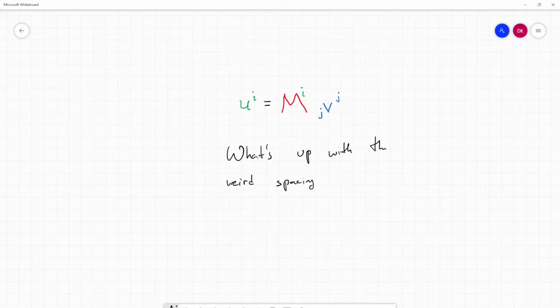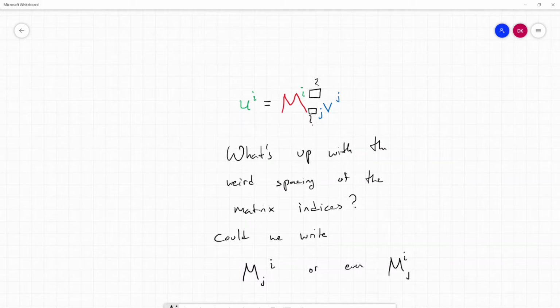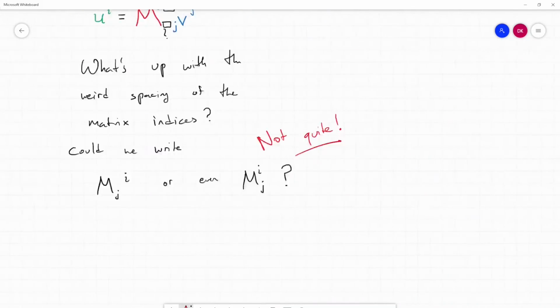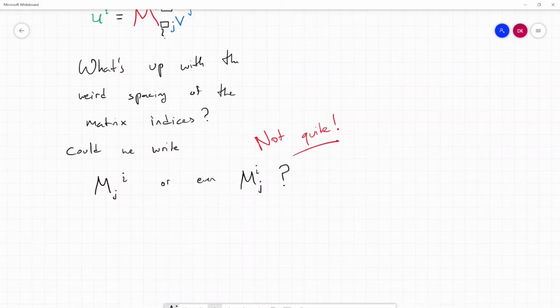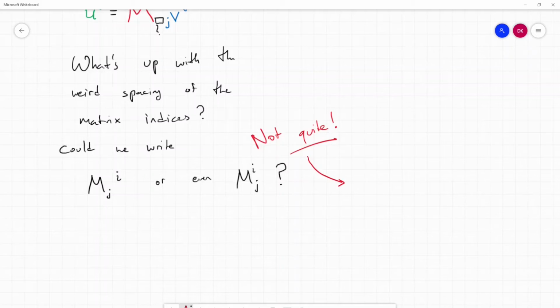A natural follow-up question is, what's going on with the weird spacing on the matrix indexes? Could we just write them in any order, have the j downstairs come ahead of the i upstairs, or even have them lined up vertically? Well, of course we could do that, but in general we don't.